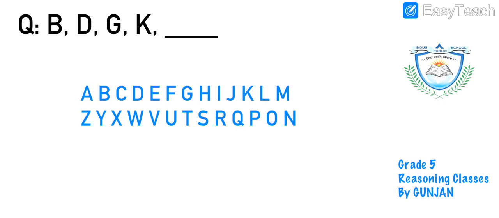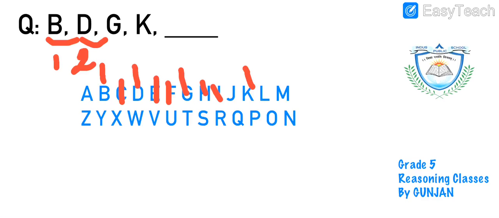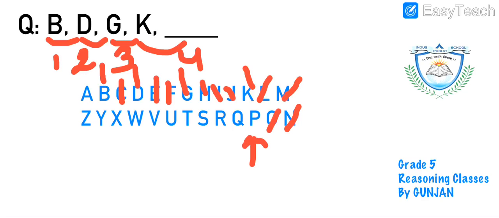Moving ahead. Next series is B, D, G, K. So let's check. Here is our B, D, G and K. I guess these do not have an equal number of alphabets skipped. Let's check how many are skipped. Here we have skipped 1 alphabet. Here we have skipped 2. Here we have skipped 3. I guess everyone has got this. To find out the answer, how many alphabets do we have to skip? 4. So what will be our answer?